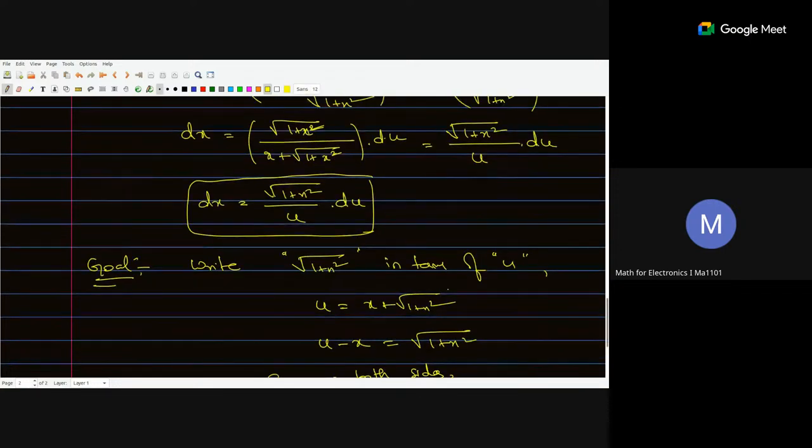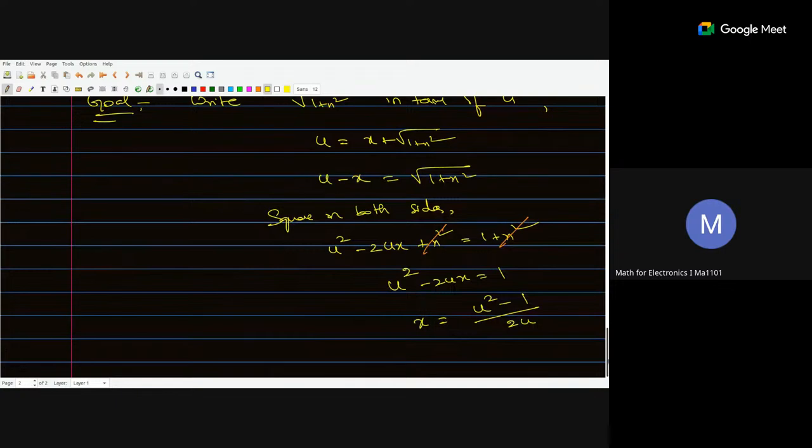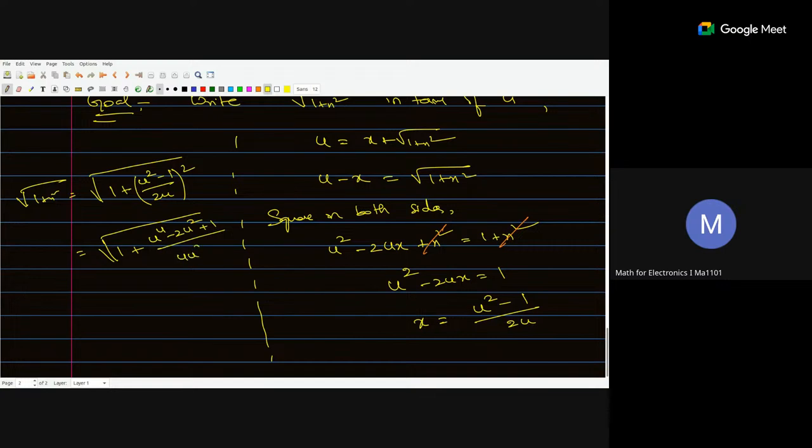Now, what do we need? We need square root 1 plus x square. What will be square root 1 plus x square? I will write it here itself. So, square root 1 plus x square will be 1 plus, now u square minus 1 by 2u whole square. This will become 1 plus u power 4 minus 2u square plus 1 divided by 4u square. Right. And if you simplify this, this will become 4u square plus u power 4 minus 2u square plus 1 divided by 4u square. Okay.